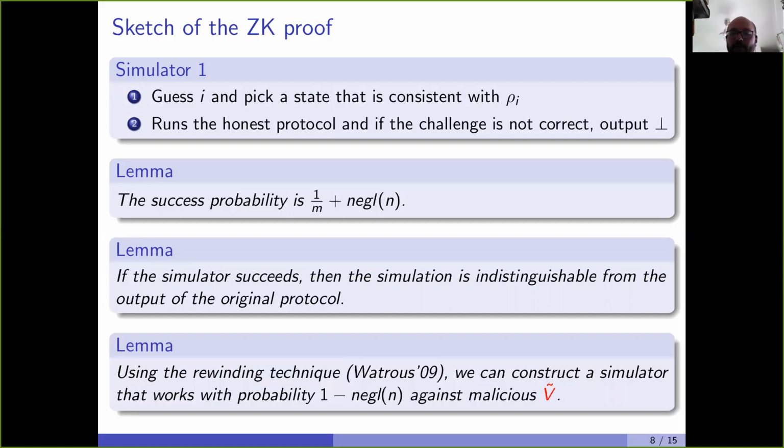The final step to bootstrap this simulation on these restricted cases where we guess I correctly is by using the rewinding technique of Watrous, which allows us to amplify the success probability while still outputting a state that is indistinguishable at the same time. And this finishes my quick explanation about our zero knowledge protocol.